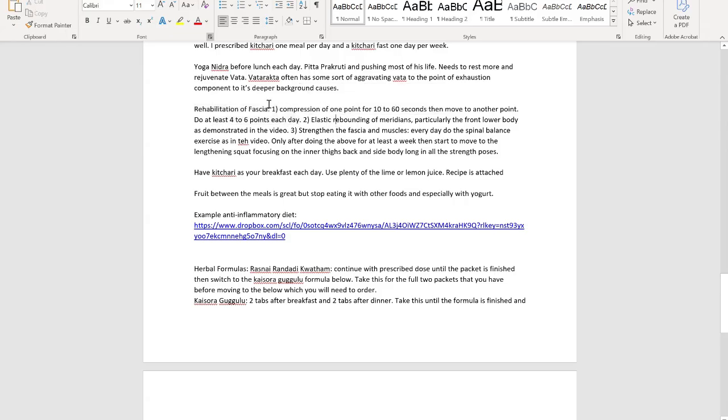And then we follow that compression straight away with elastic rebounding of meridians. Now, this is a by-yourself example of the osteopathic harmonics of bodywork, where we are now using the body to get that elasticity and bouncing through the body. And I'll show you here on the video the two main ones that I did for him, particularly the front lower body and the side body, which are the key areas that I've worked with for him.